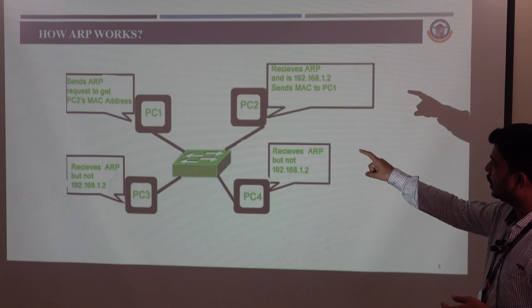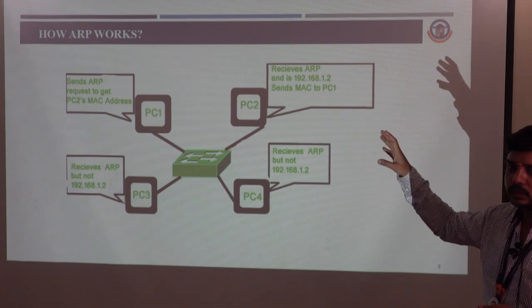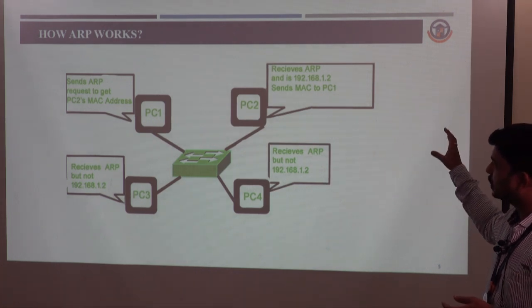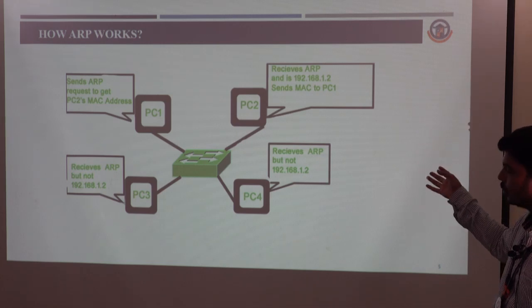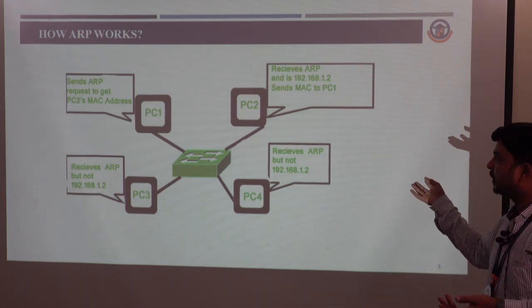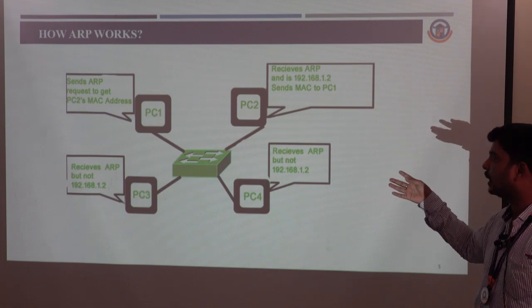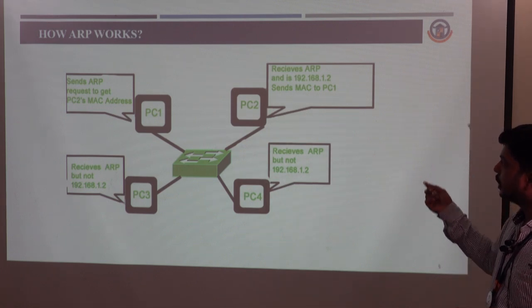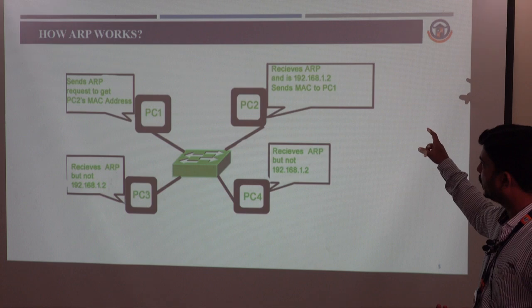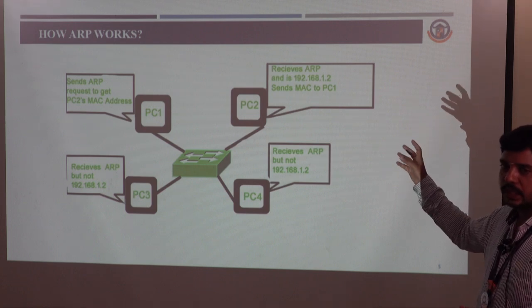So first, if PC1 wants to communicate with PC2, we need the source and destination IP address. If we don't have the source and destination MAC address, we will get them with the help of the ARP cache table. So when PC1 wants to communicate with PC2, the communication will be made easy.